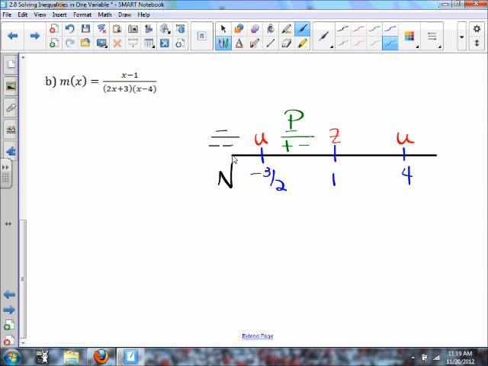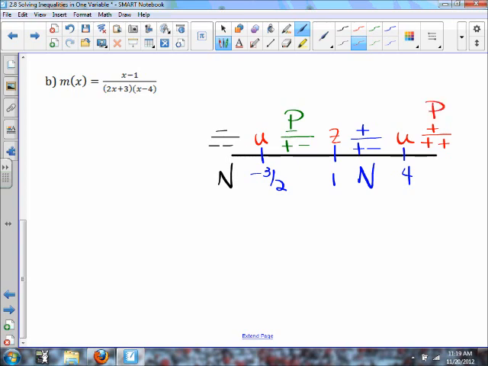Okay, a number between 1 and 4, say 2, will be positive divided by positive times a negative, which will be negative. And then the last one, greater than 4, we'll say 100: positive, positive, and positive.